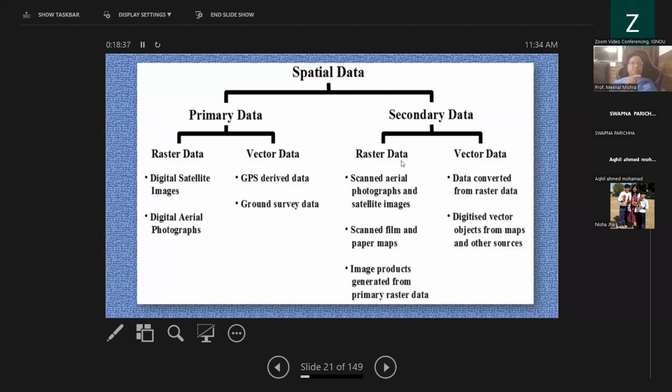So examples of primary raster data are digital satellite images and digital aerial photographs. Primary vector data is GPS derived data or ground survey data. And what is secondary data? In the context of raster and vector, secondary raster data is when you have scanned aerial photographs or satellite images, or scanned films and paper maps. And secondary vector data is when the data is converted from raster data or digitized vector objects from the map and other sources.